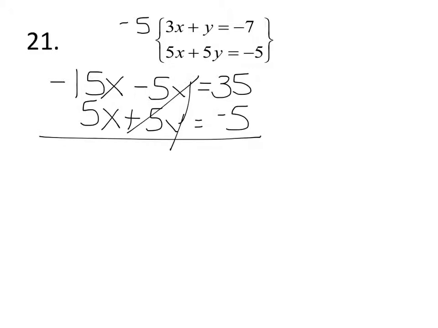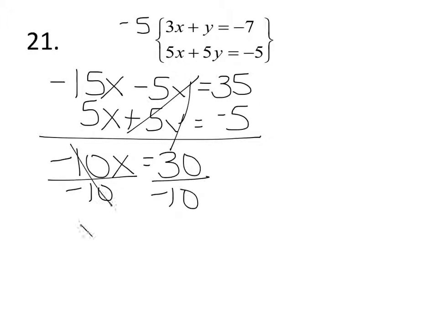Treat it like an addition problem. Your y's are going to cancel. Negative 15x plus 5x is negative 10x, and 35 minus 5 is 30. Divide both sides by negative 10, and you get x is equal to negative 3.